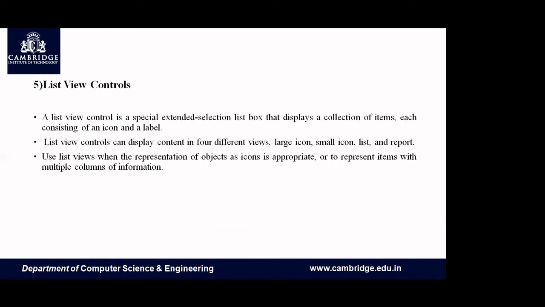Then the fifth one is list view controls. It is a special extended selection list control. So we have seen what extended selection control is. It is a little extension of that, where each list will contain an icon and label. So you can see in your folders, we have an option called view. The images in a particular folder can be viewed large, small, medium, or list, where it contains all the values.